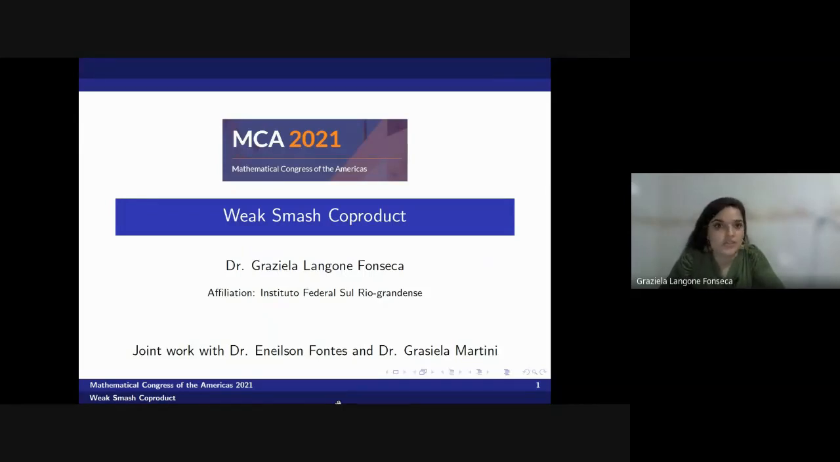My name is Graziela Langone Fonseca, and I will present the work titled Weak-Smash Coproduct. This is a joint work with Eneilson Fontes and Graziela Martini. The principal idea of this work is to find the necessary conditions to turn the weak-smash coproduct into a Weak-Hopf algebra.